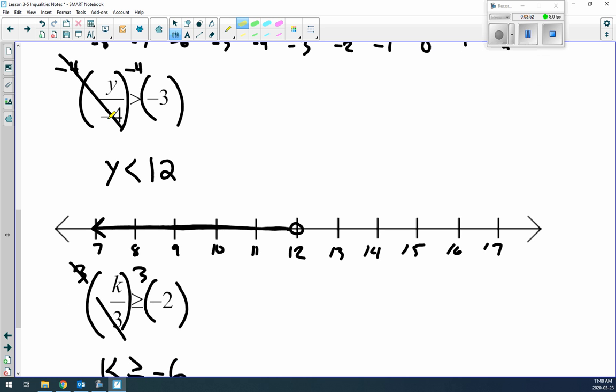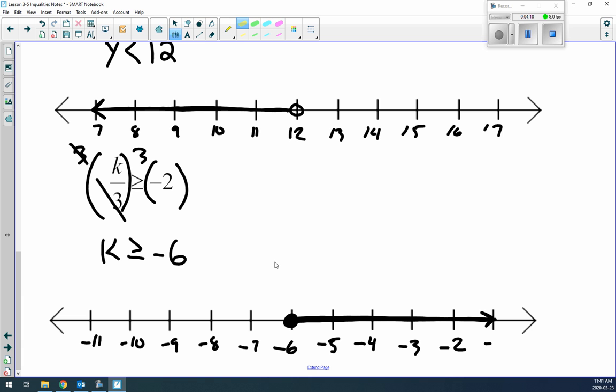Okay, let's look at this one here. Y divided by -4 is greater than -3. Well, how do we get y by itself? Well, we multiply both sides by -4. These -4s are going to reduce down to 1, and -4 times -3 is going to give us +12. Why did we change the direction of the sign? Because when you multiply or divide by a negative, you have to flip the inequality. So open circle at 12 because it doesn't include that point, and it's everything to the left.